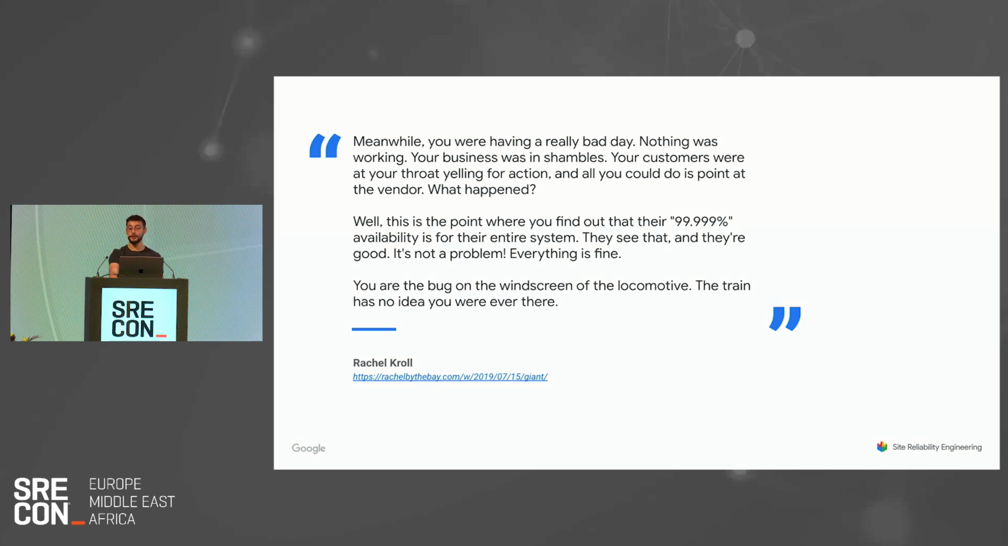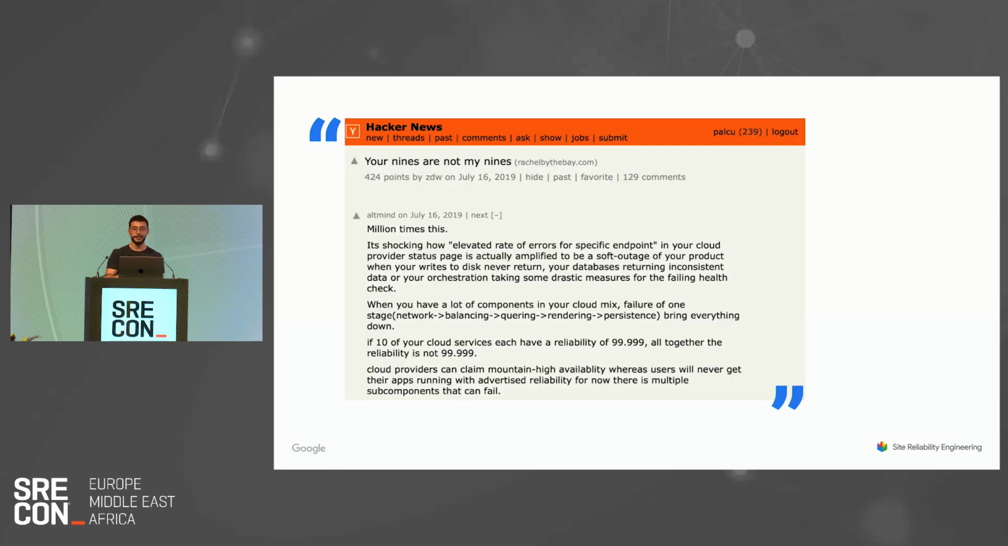And the orange website concurs. Million times this, it's shocking how an elevated rate of errors for a specific endpoint in your cloud provider status page is actually amplified to be a soft outage of your product. I empathize with the feeling, and this is the problem my project has tried solving. While not perfectly, we have seen improvement.